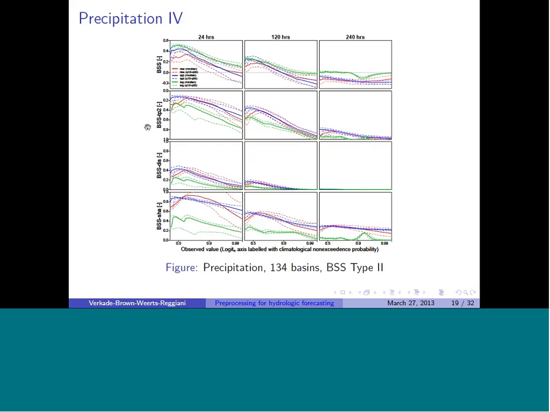However, if you look at the type 2 conditional bias, which is a reliability conditional on the observation, you see that logistic regression does worse than the other techniques. So that's an interesting finding.